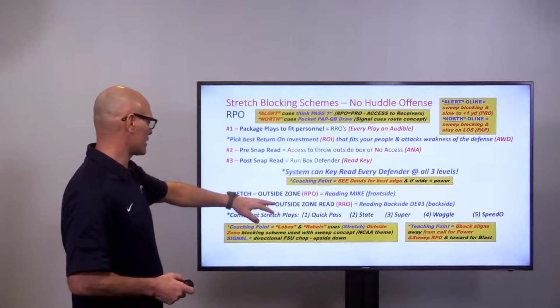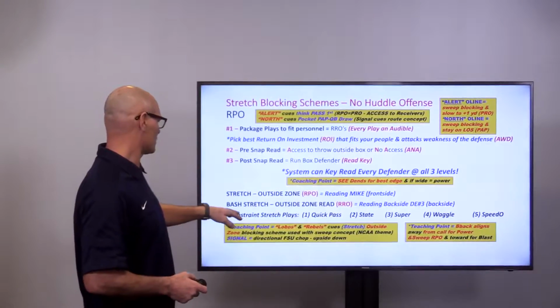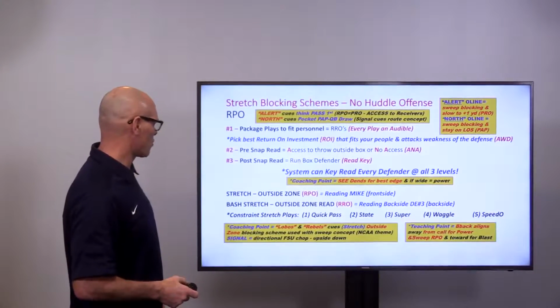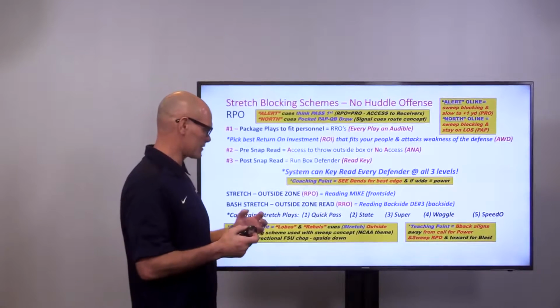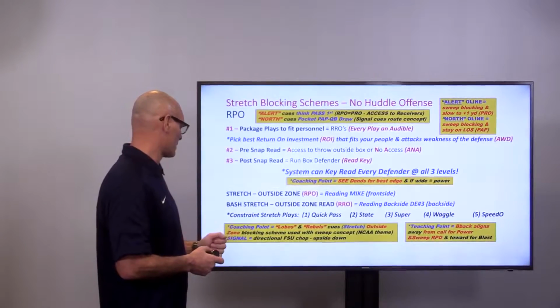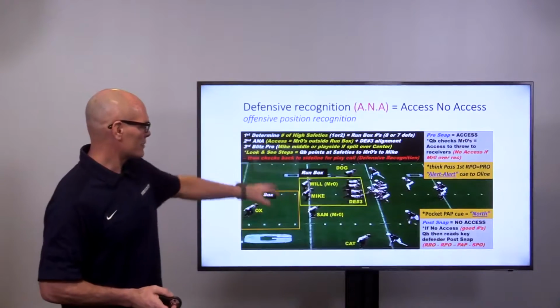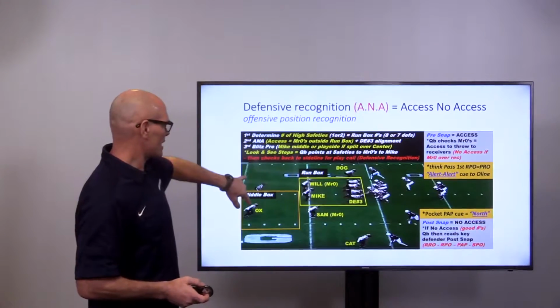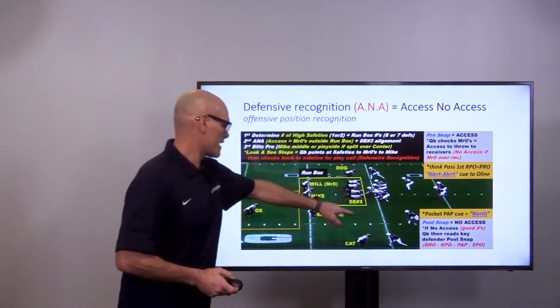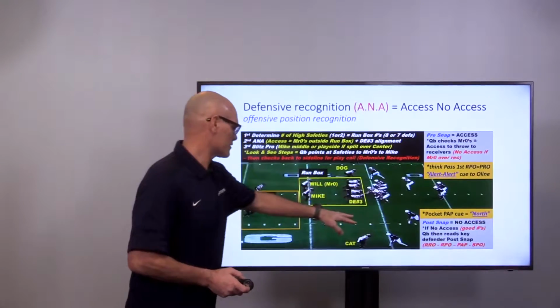So we'll do our stretch outside zone, run pass option. Then we'll do, there's different ones, which is a bash stretch, meaning the quarterback becomes the ball carrier, and the running back fakes away, back's going away, and then different constraint plays with it. Again, here's your Anna, where we're looking at two high safeties. Now we're looking at these Mr. Zeros. Is there access to throw or no access? So here there is no access.